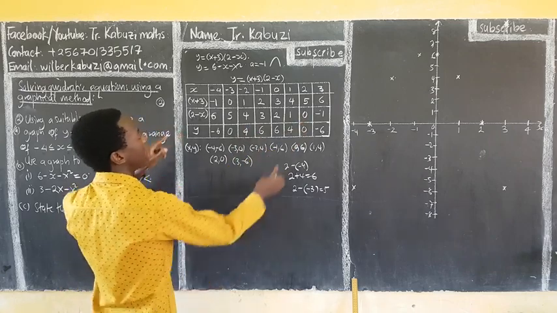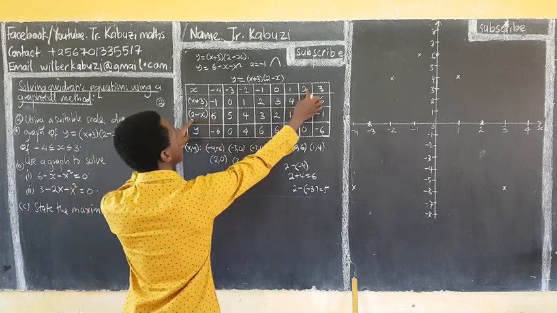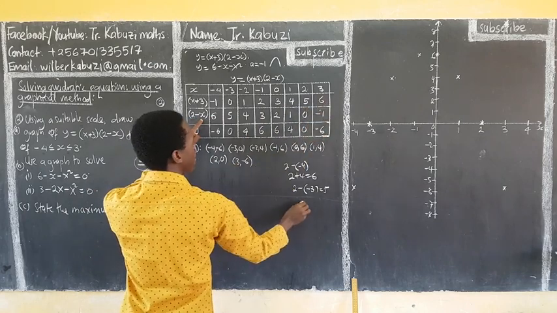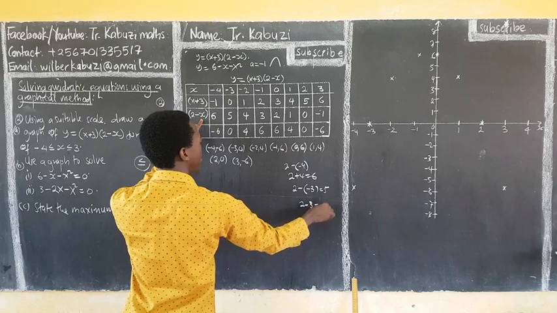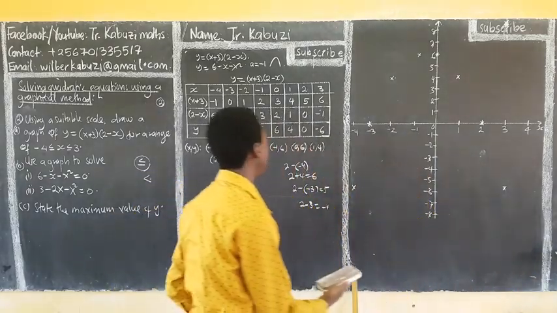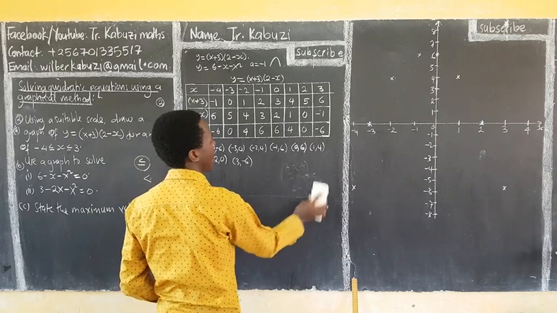Then here we have 2 minus 2, that's why we have 0. Then 2 minus 3, this one is going to give us a -1. So that's how we reach those values in that table there.